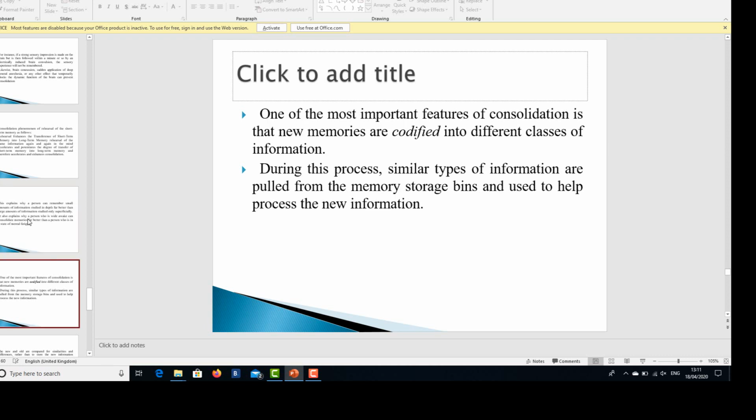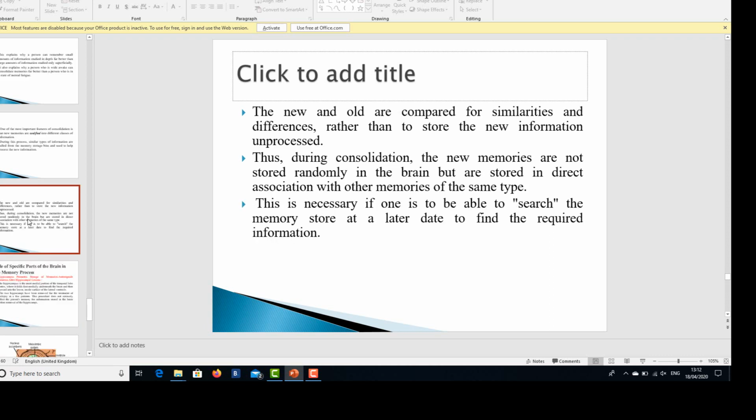One of the most important features of consolidation is that new memories are codified into different classes of information. During this process, similar types of information are pulled from the memory storage bins and used to help process the new information. The new and old are compared for similarities and differences rather than storing the new information unprocessed. Thus, during consolidation, the new memories are not stored randomly in the brain but are stored in direct association with other memories of the same type. This is necessary if one is to be able to search the memory store at a later date to find the required information.